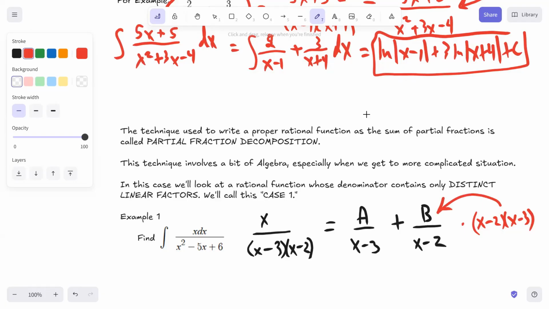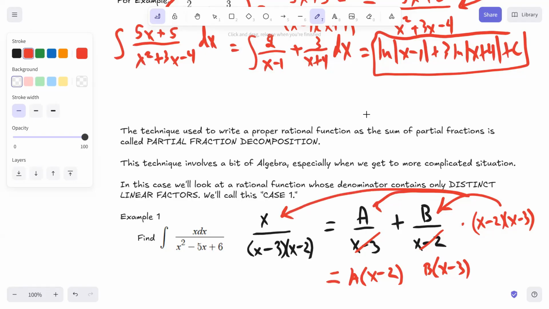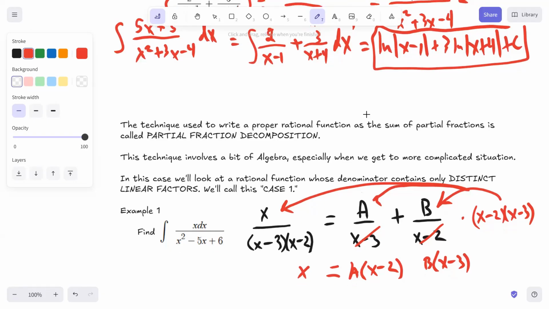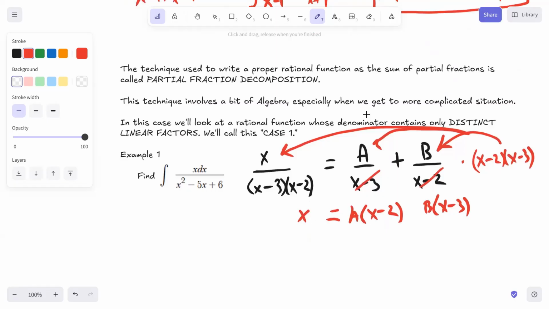So when I distribute it here, a factor of x minus 2 cancels and you get b times x minus 3. When I distribute it here, the factor of x minus 3 cancels and you get a times x minus 2. When I distribute the common denominator to the original integrand, it cancels the x minus 3 and the x minus 2, and you just get x. So basically all we're doing is clearing the fractions there.